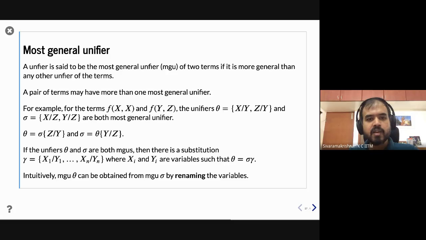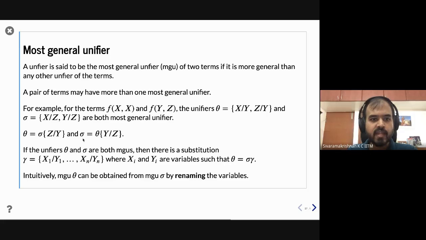And both of these are most general unifiers because they are just replacing things with variables, right? And in particular, you can get theta by taking sigma and composing that with z slash y. So if you compose that with z slash y, you get x slash y. So you get y here. We drop it, and you get z slash y, which is theta. X slash y, z slash y is theta.